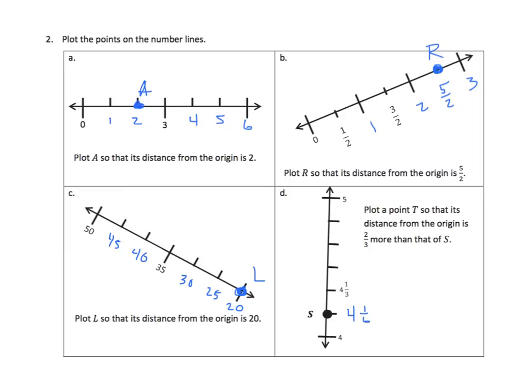Okay, so we'll start with 4 1/6. And we want 2/3 more. We need to go 2/3 more than that. Well, 2/3 is the same as 4/6. So I need to go up 4. So we'll go 1, 2, 3, 4. We will put our point there, and we'll label that a T.